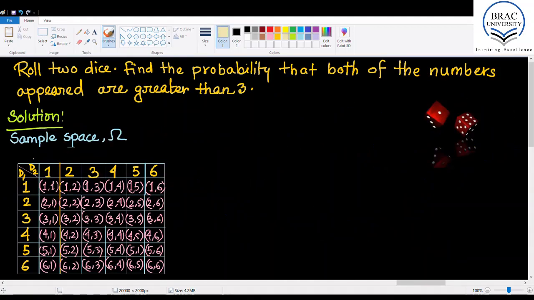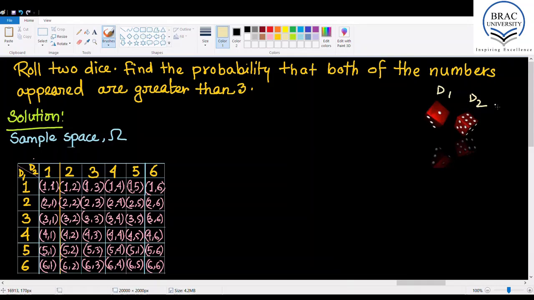Now we are going to solve another problem, and through the solution of this problem we are going to conclude a formula regarding the independence of events. So the statement of the problem is: roll two dice, find the probability that both of the numbers appeared are greater than 3. So you are going to roll these two dice, suppose it's d1 and it's d2. So after rolling them, two numbers will show up and you have to find the probability that both of the numbers are greater than 3.